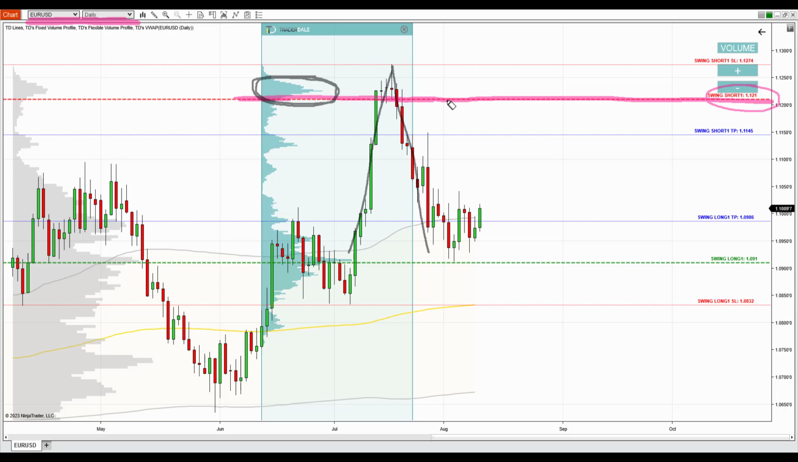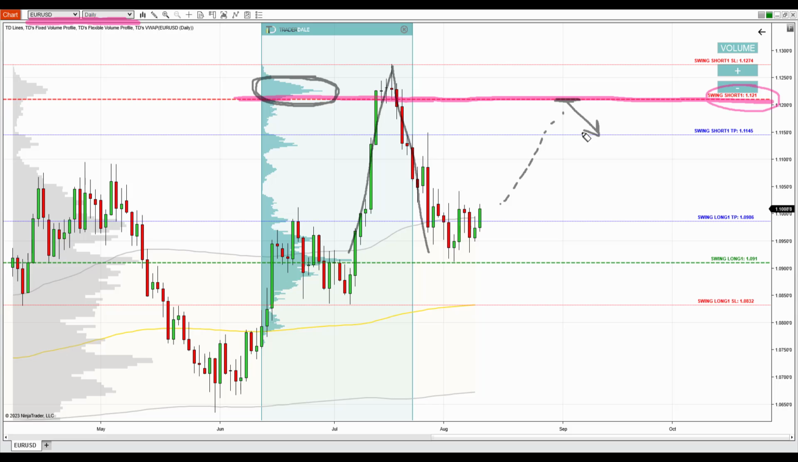In my experience, this is the place where the price is most likely to react, when it reaches that zone at some point in the future. So we just need to wait for a pullback to that level, and when the price reaches this zone, we can go short from there.